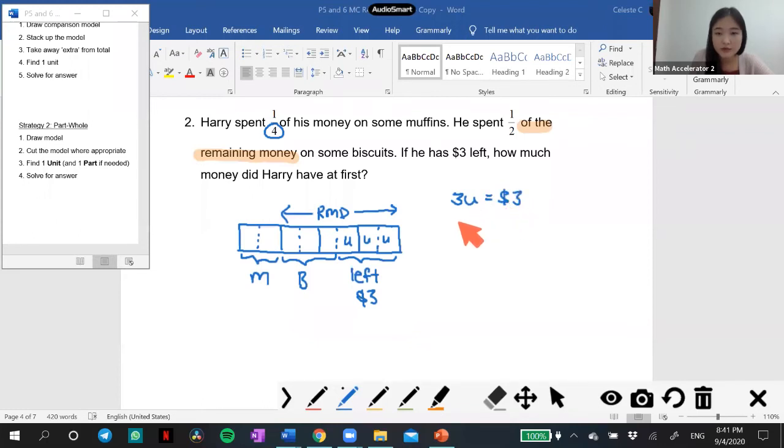From here, you can find 1 unit divided by 3. $1. How much money did Harry have at first? Right, this time around, they're asking you for how much he had at first, which is everything here. So how many units do you have here? In total, you have 8 units. Good. So you have 1 unit already, you can find 8 units. So times 8, $8.